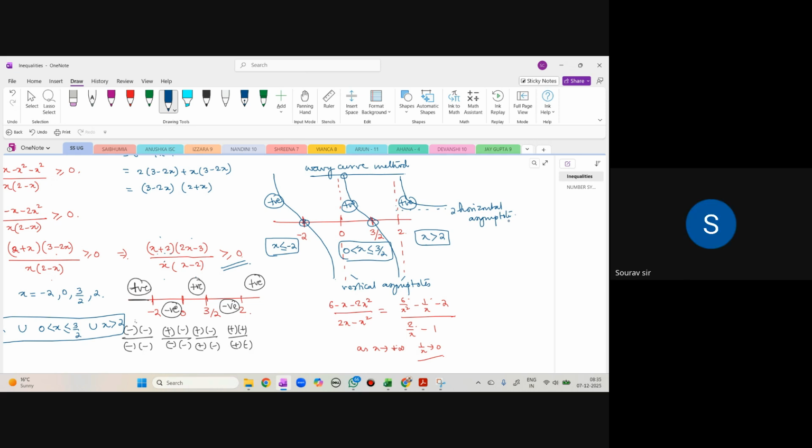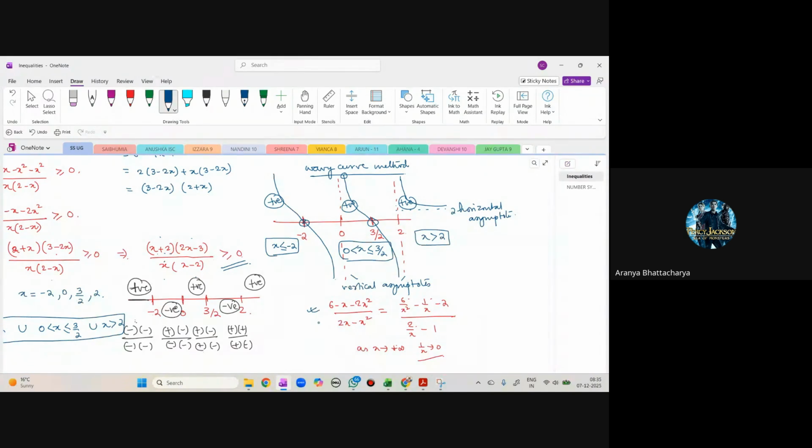Sir, I didn't understand the part you did below the graph. Which part? Tell me the values. Over there, below, you wrote vertical asymptote. Below that, whatever you did, I didn't understand. Why did you do that? Vertical asymptote and horizontal asymptote. What you wrote below vertical asymptote, this part.